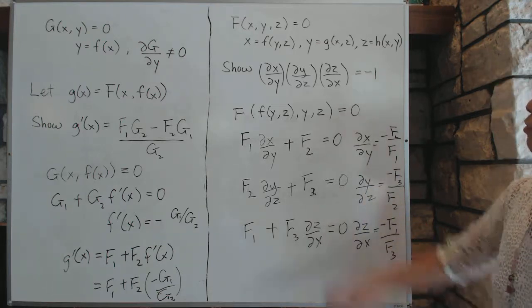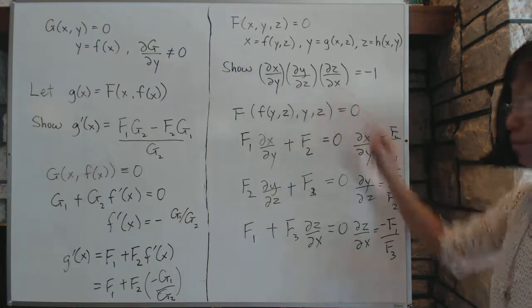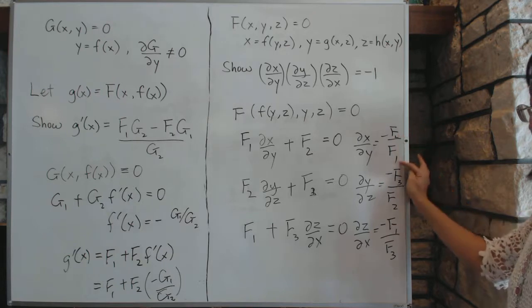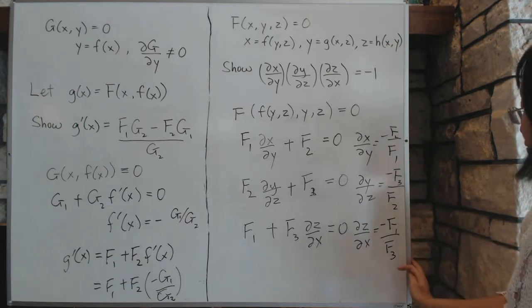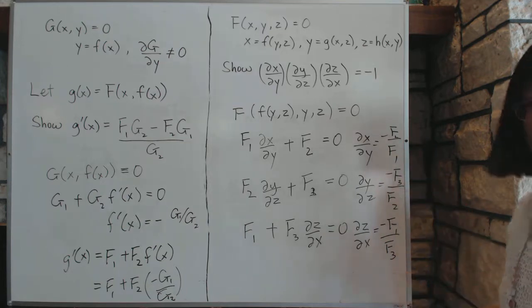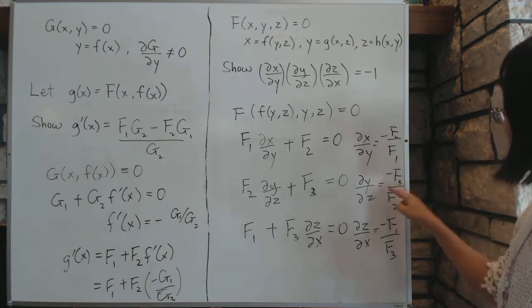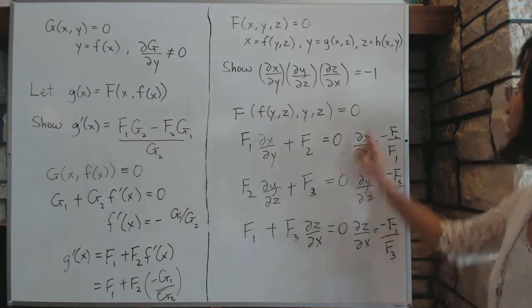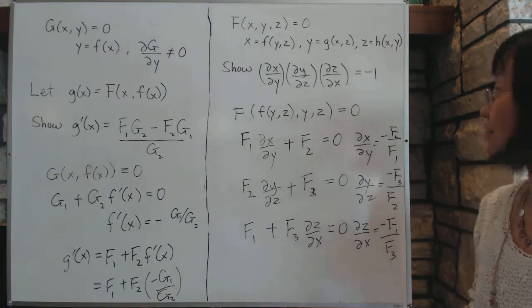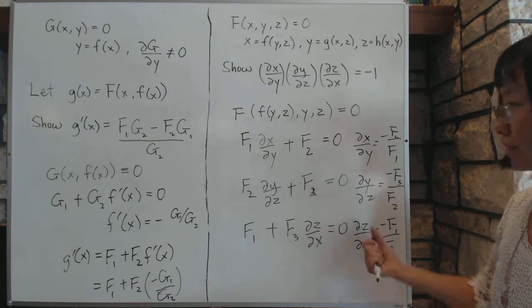Now we are trying to show that these three things multiplied equal -1. If you look at this, there's 2 over 1, 3 over 2, and 1 over 3. If you multiply these three things together, everything will cancel each other out, and all you've got is three negative signs left, which results in one negative sign. And that concludes our problem.